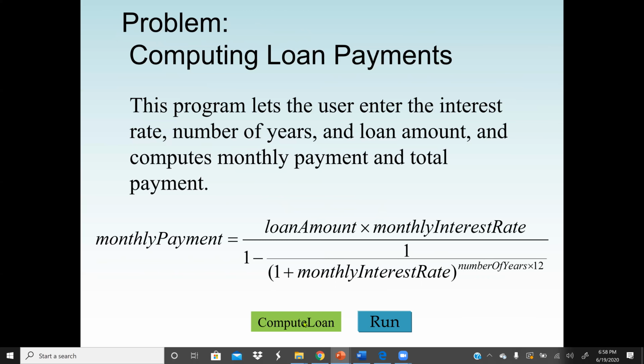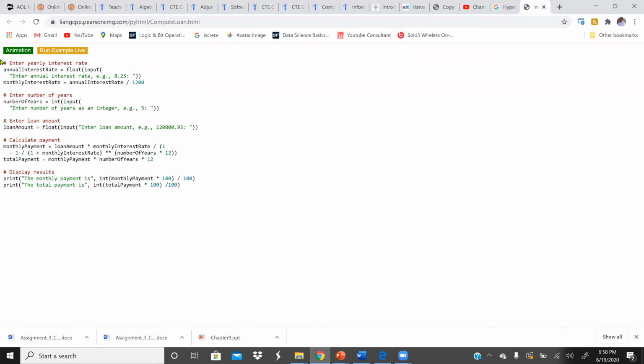So let's see this program. So we can see the code here. So here, the first thing we do is to enter the yearly interest rate. So again, we use our input function. Our data type is float. So we ask the user to enter the annual interest rate.